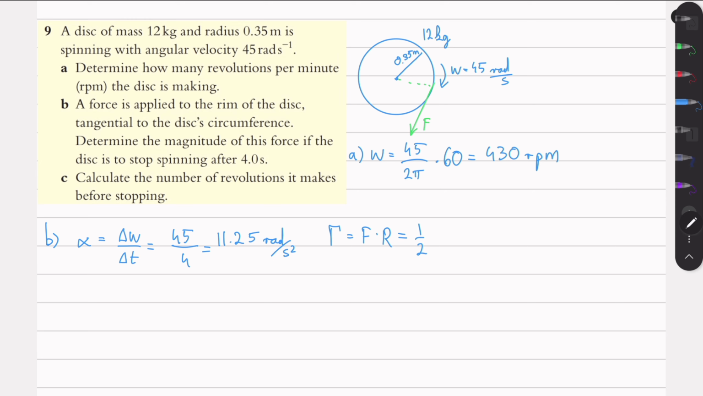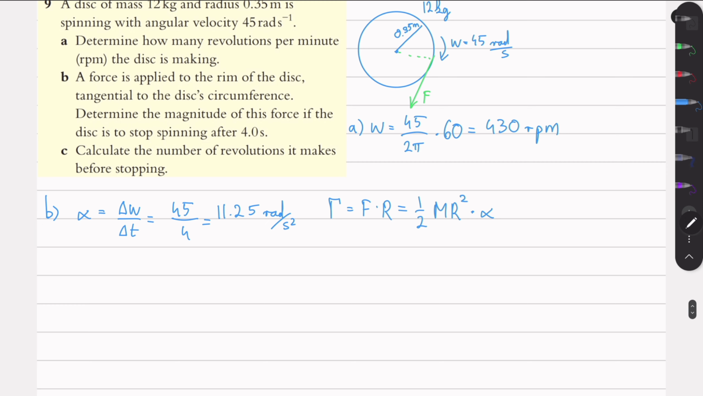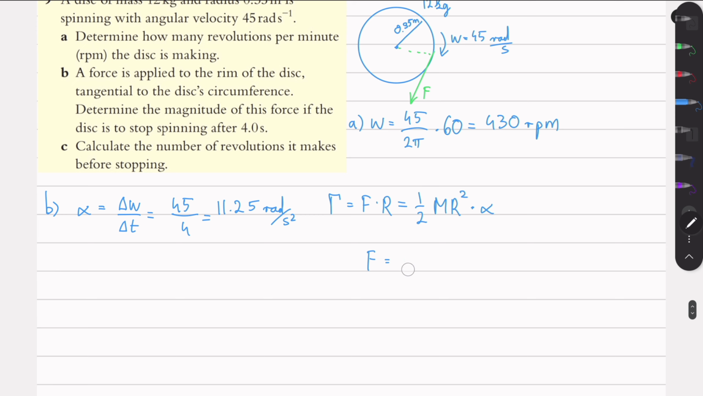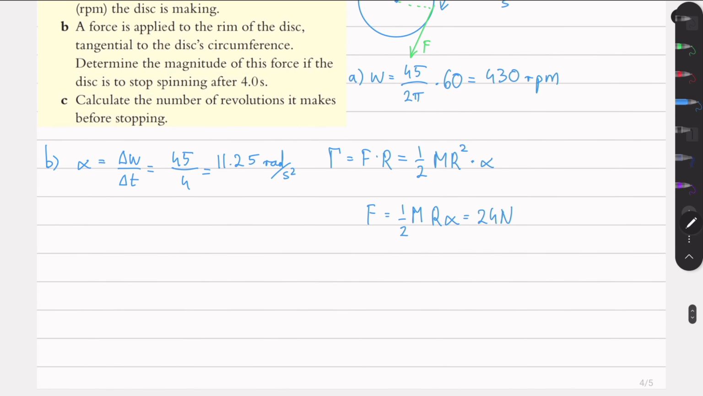And we know it's a disk, so the moment of inertia will be 1/2 mr squared times alpha. But again, this would be given in the question. We are not expected to remember this. So here we can just rearrange for F. So we find it is 1/2 mr alpha. We can just plug everything in and find it is 24 newtons.